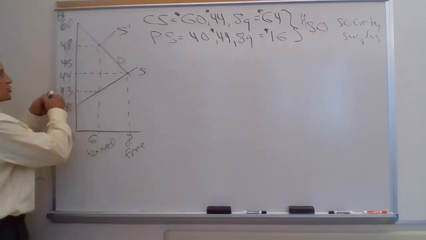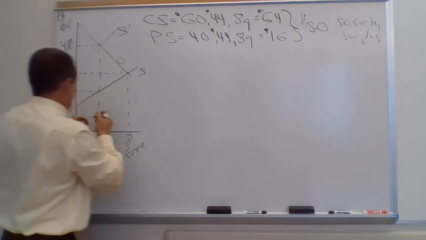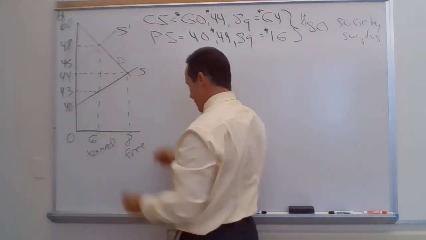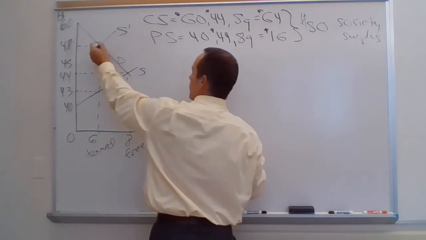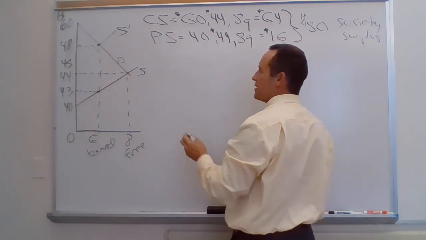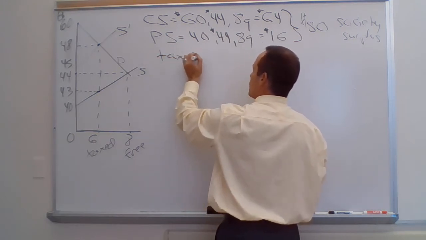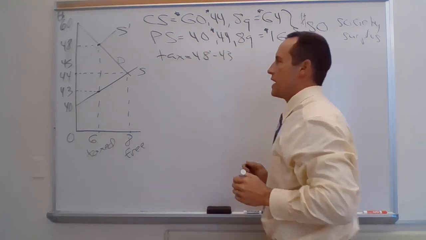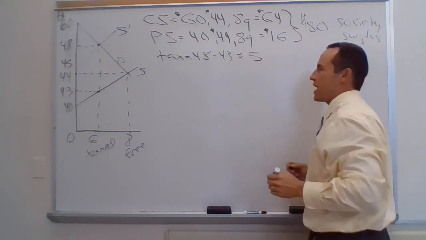If we look at the original equilibrium price, what's happening now is we have a wedge that's building up between what consumers pay and what suppliers collect. And as you can see there, the tax equals 48 minus 43. We have a $5 tax.